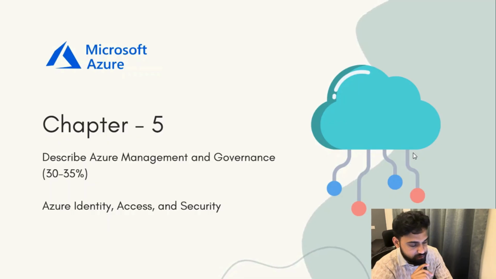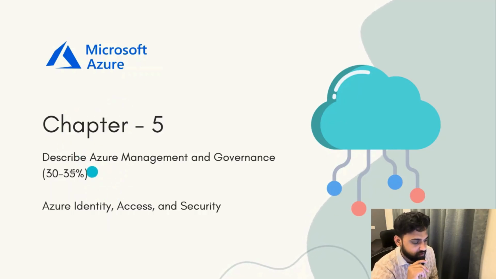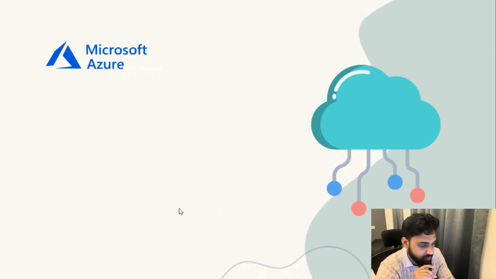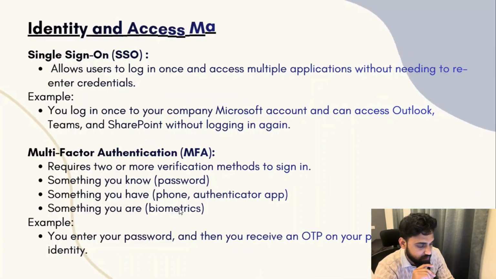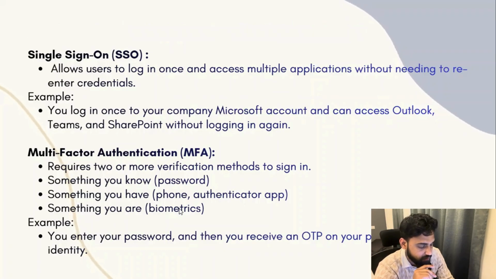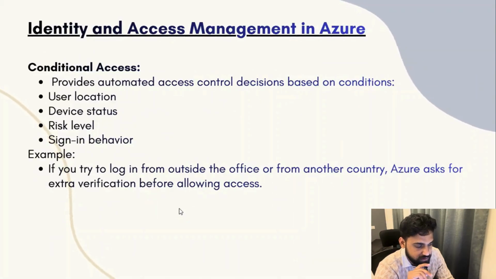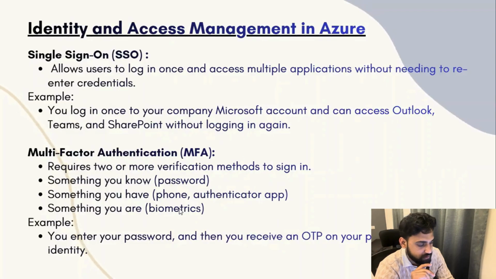If you see the percentage here, it has a 30 to 35% weightage in the exam. So this module is also important as per the exam. First in this module, we are going to understand the Azure identity, access and security part. I have listed down some topics like single sign-on, multi-factor authentication, then we will talk about what is conditional access, and other few things like Entra ID and role based access control. All these we are going to discuss in this video.